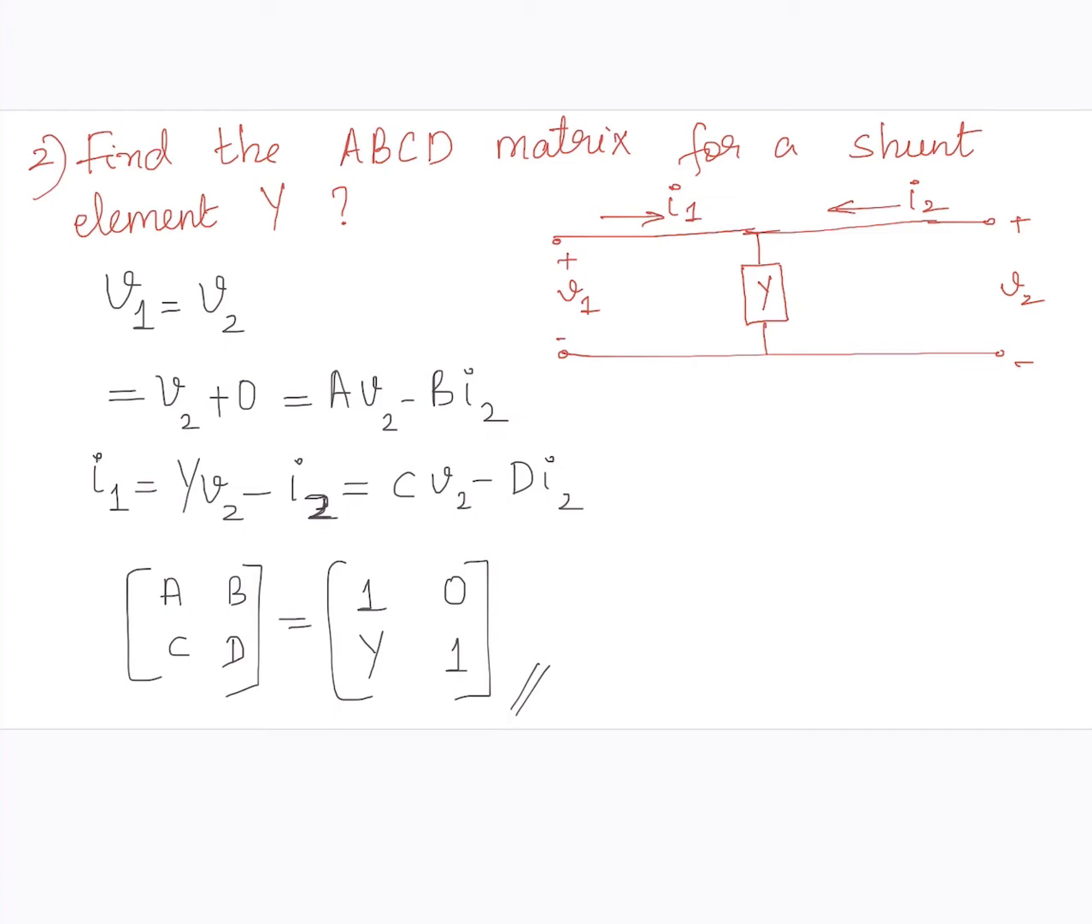Similarly, the current across the circuit will be I1 equal to Y into V2 minus I2. That will be equal to C into V2 minus D into I2. So we can write the general expression as 1 0 Y 1.